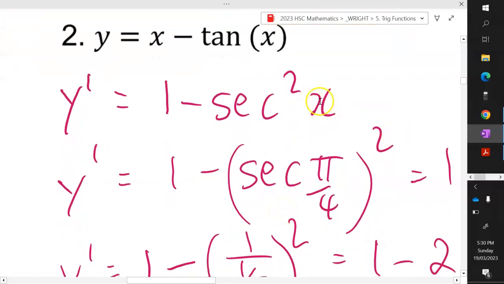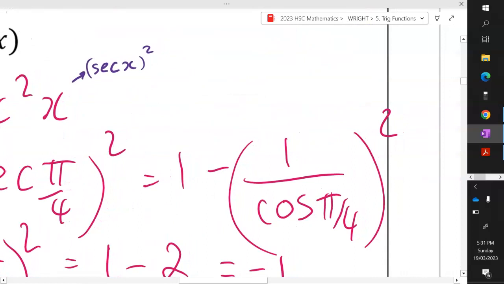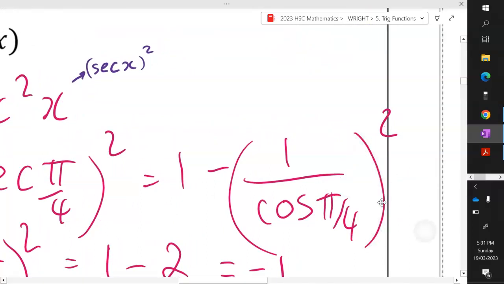I'm going to pop in pi on 4 into that, but what sec squared x actually means, sorry, I just got interrupted there. What sec squared x actually means is it's sec of x all squared. Okay, so we need to remember that. So when I'm popping in a value for x, I'm popping my pi on 4 in, what I've got is sec of pi on 4, and it's all squared. Now, sec on your HSC formula sheet, or you might remember, is 1 over cos. So what I actually end up with for this question is 1 minus 1 over cos pi on 4, and the whole lot there is squared.